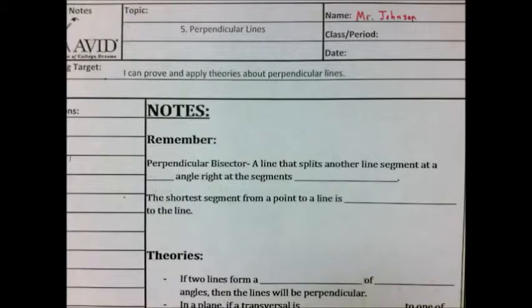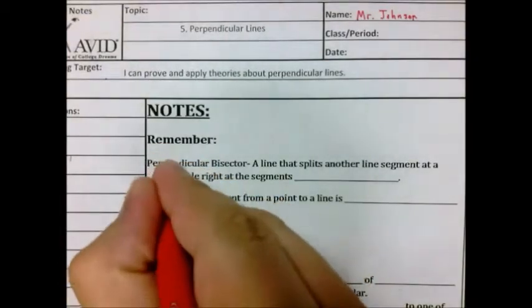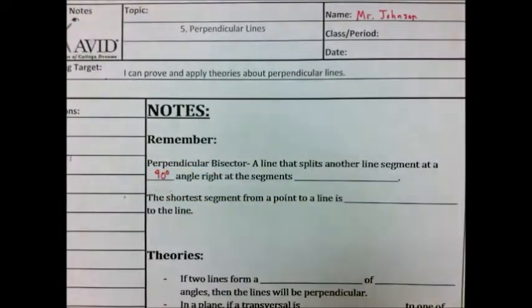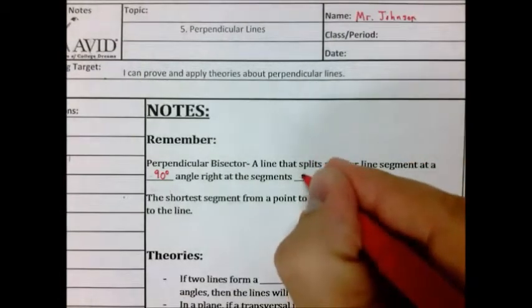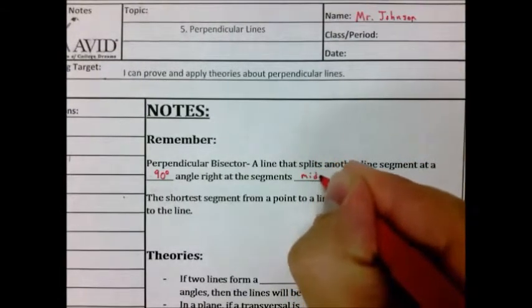Okay, and we've got perpendicular bisector, and if we think back to that first lesson of this whole year, it says a line that splits another line segment at a right angle, and we know that perpendicular means that they're splitting at a 90-degree angle, right at the segment's midpoint. Okay, so a bisector splits the other line right at the midpoint.